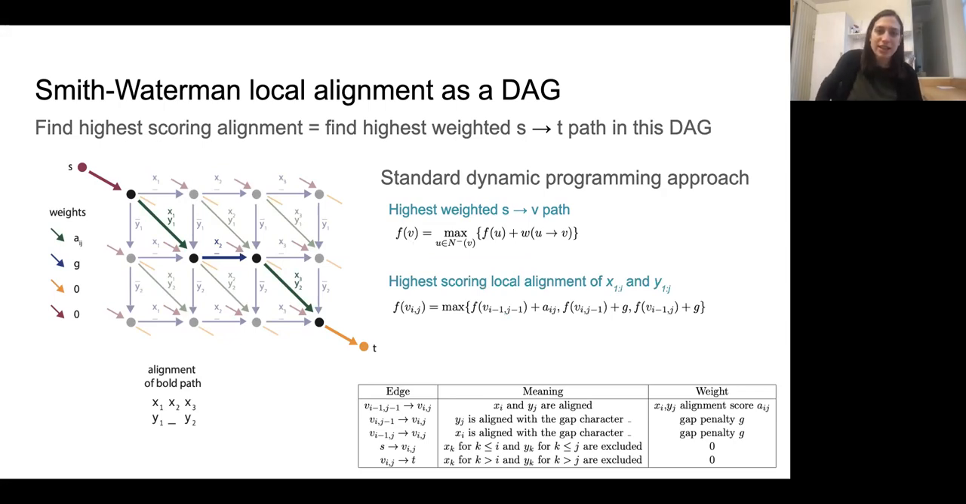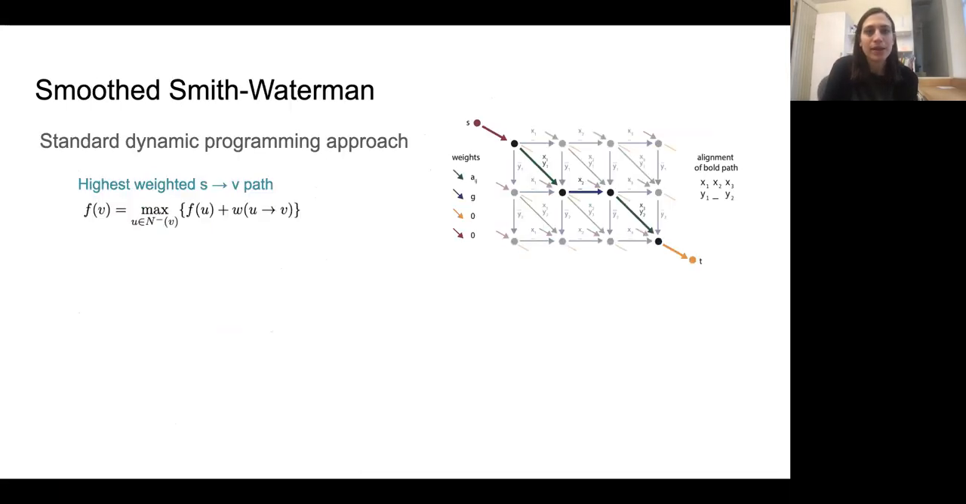And this has a really nice interpretation. This function is the highest scoring local alignment of the first i characters of the X sequence and the first j characters of the Y sequence. This is just exactly what was on the previous slide. This is how it worked when we just wanted the highest scoring path. But now, like I said, we want a distribution over alignments.